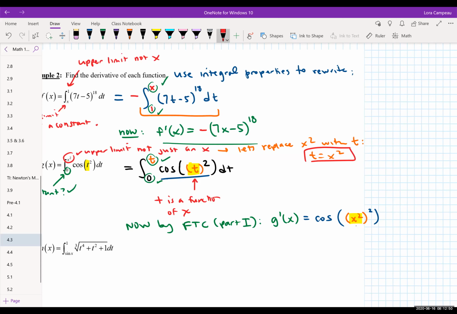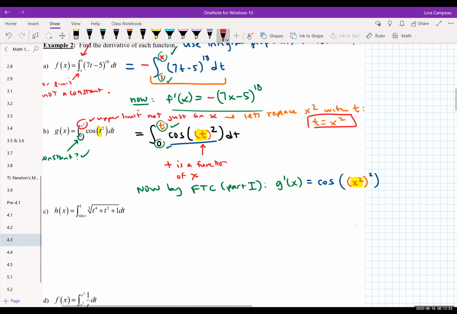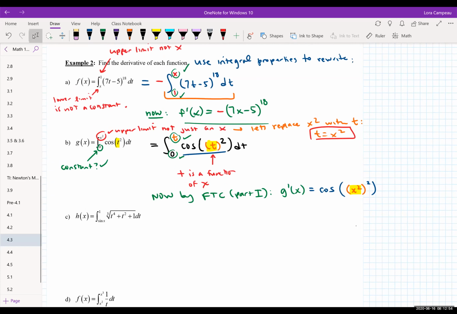And so that's my key: anytime you notice something's more complicated than just an x, the chain rule comes into play. So what we end up saying is we attach on a little link. That is the 2x, that is the derivative of the upper limit.